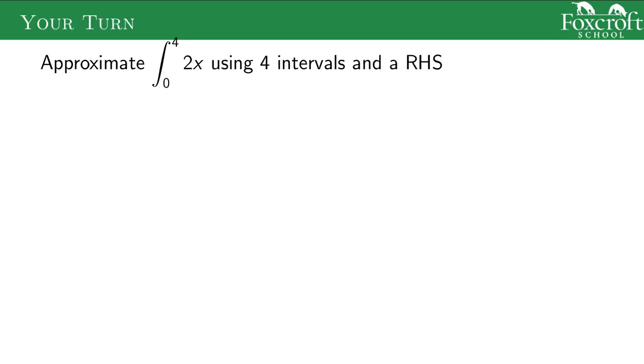So here's one for you to try on your own. You're doing the interval from 0 to 4 of 2x. I forgot the dx. All right, dx. Using 4 intervals and a right-hand sum. All right, so go ahead and try that one on your own, and then I'm going to show you the answer in 3, 2, 1.